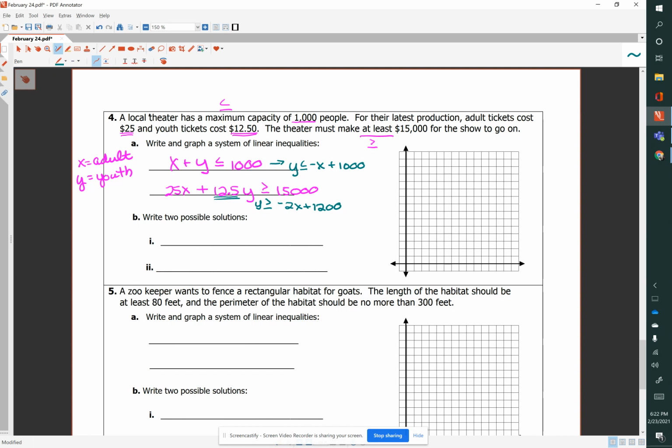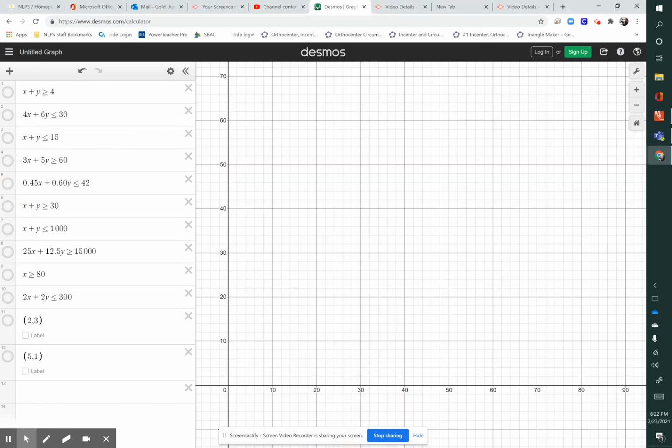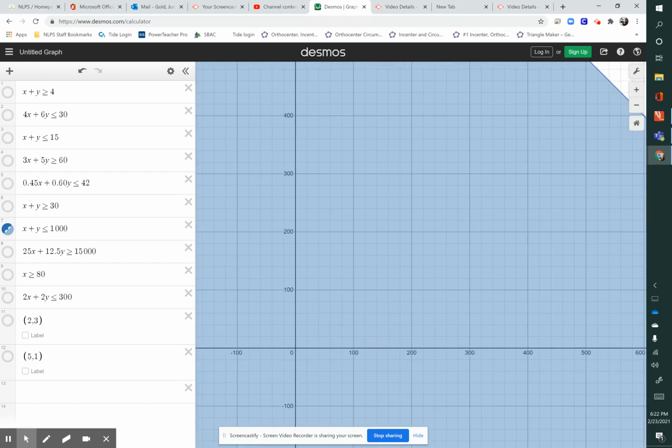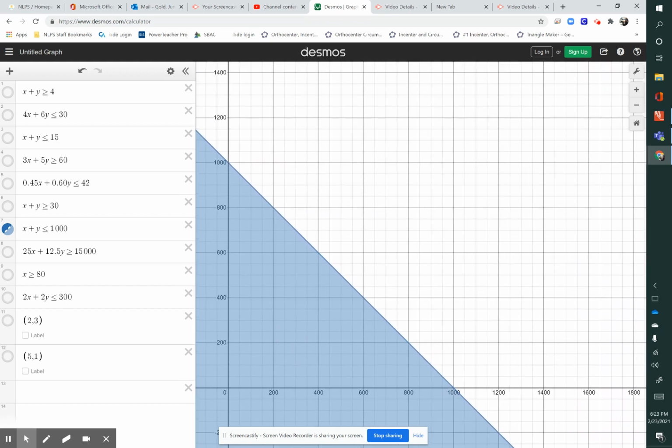So let's take a look at the graph. And remember, unless you had really huge intervals here, this would be very difficult to graph. But let's remember the adults are the x-axis and the youth are the y-axis. And let's go to Desmos and check it out. So we can't sell any more than 1,000 tickets. And here's the first quadrant of the coordinate plane. No matter what combination of adult or child tickets we sell, we can't sell more than 1,000.